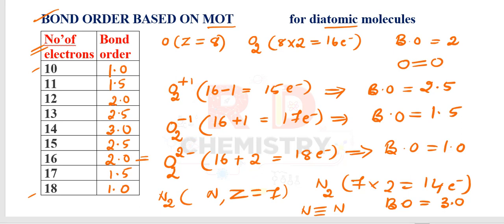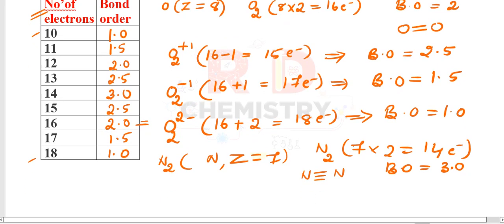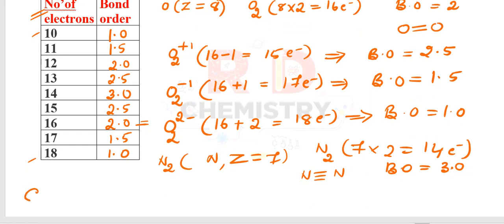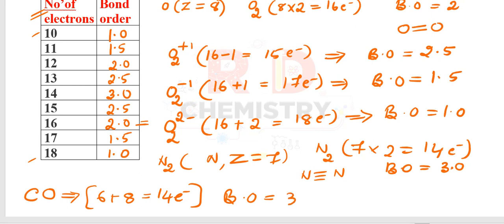So let me go for carbon monoxide now. For carbon monoxide CO, two different types of elements are there, carbon and oxygen. Atomic number of carbon is equal to 6 and atomic number of oxygen is equal to 8. So how many electrons are there? 14 electrons are there. So what is the bond order for carbon monoxide? The number of bonds between carbon and oxygen should be equal to 3. Right? Clear?